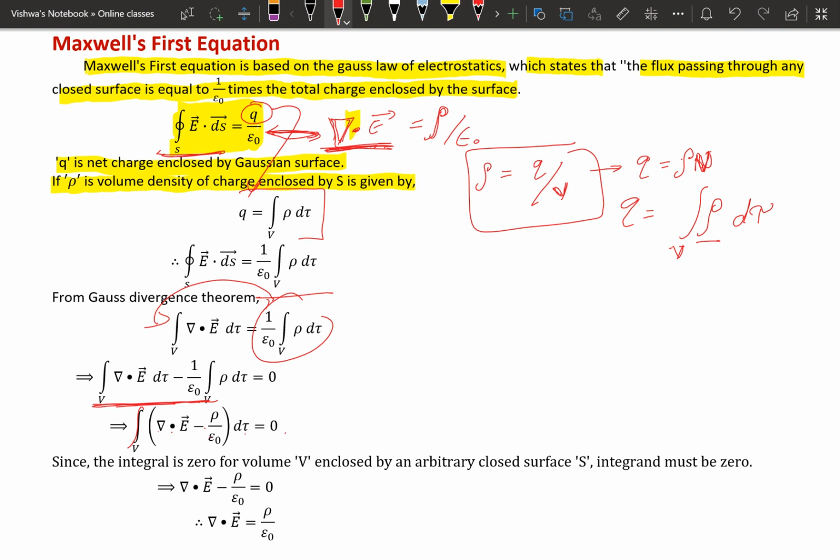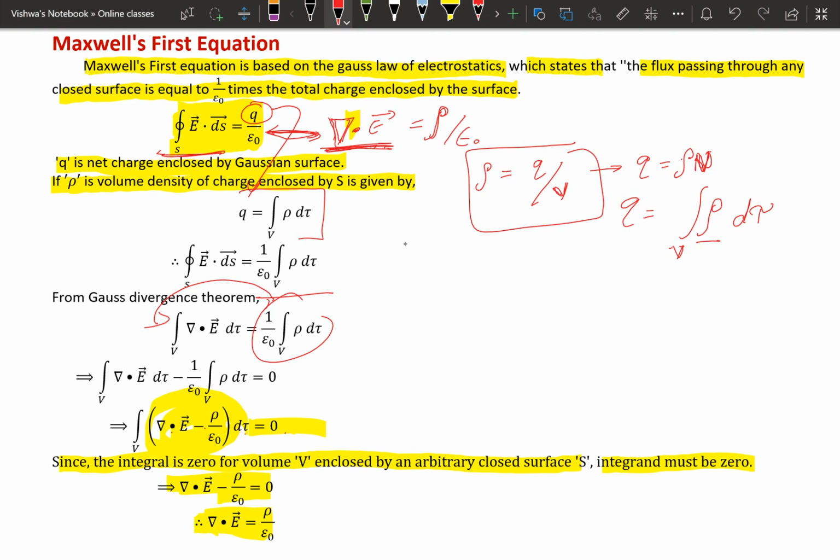Here this volume integral is equal to 0. That indicates the integrand is equal to 0, since the integral is 0 for a volume enclosed by arbitrary closed surfaces, the integrand must be 0. So del dot E minus rho by epsilon naught is equal to 0. Then finally we can write del dot E equal to rho by epsilon naught, which is the required relation. That is Maxwell's first relation, del dot E equal to rho by epsilon naught.